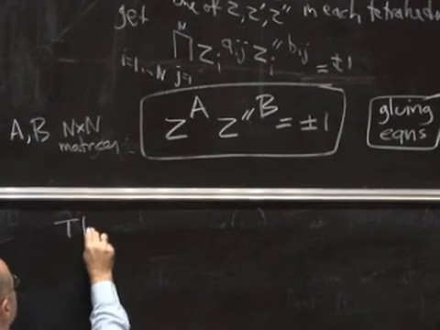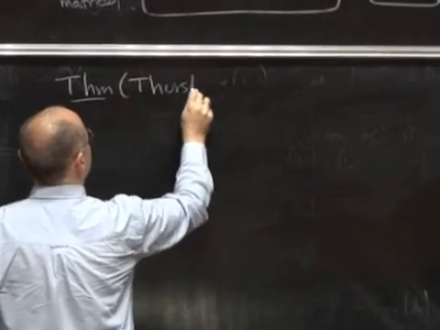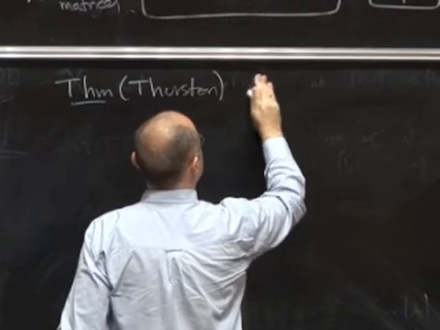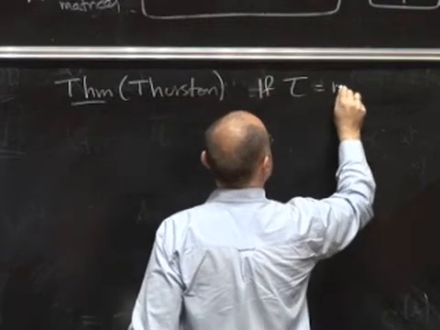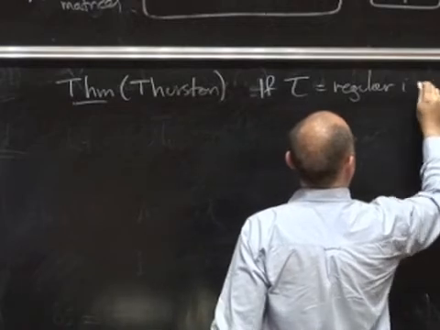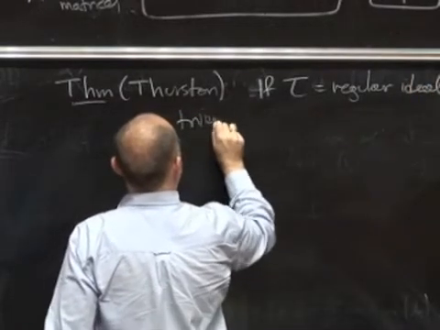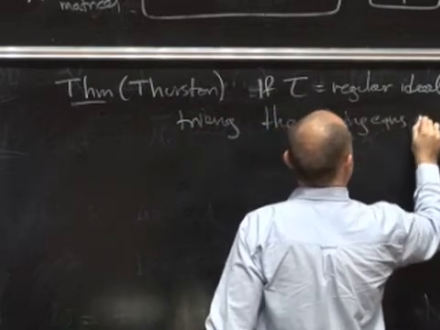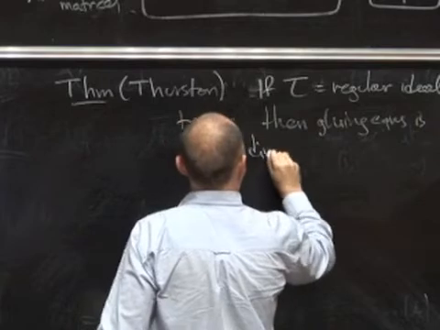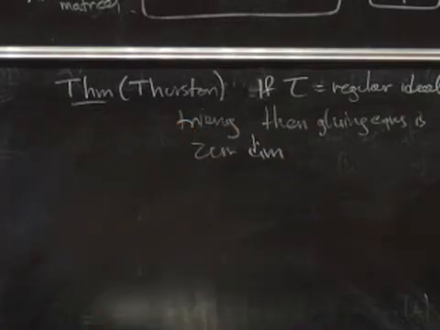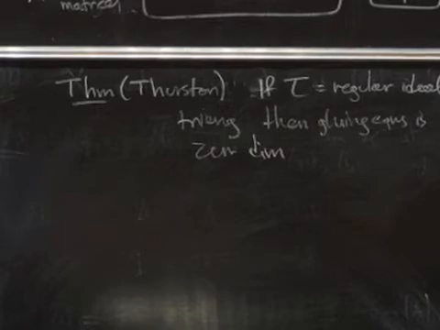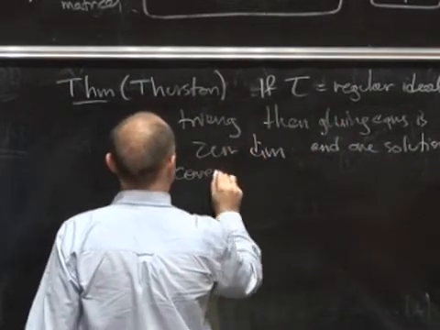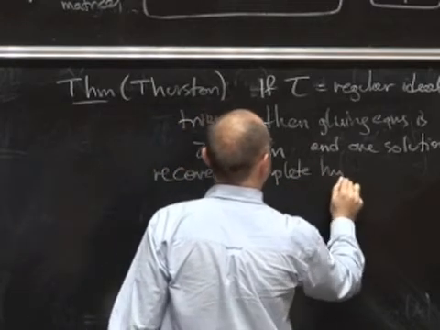And it's a theorem of Thurston that this system is zero-dimensional: if tau is a regular ideal triangulation, then these gluing equations are zero-dimensional. And one of the solutions of the gluing equations recovers the complete hyperbolic structure.